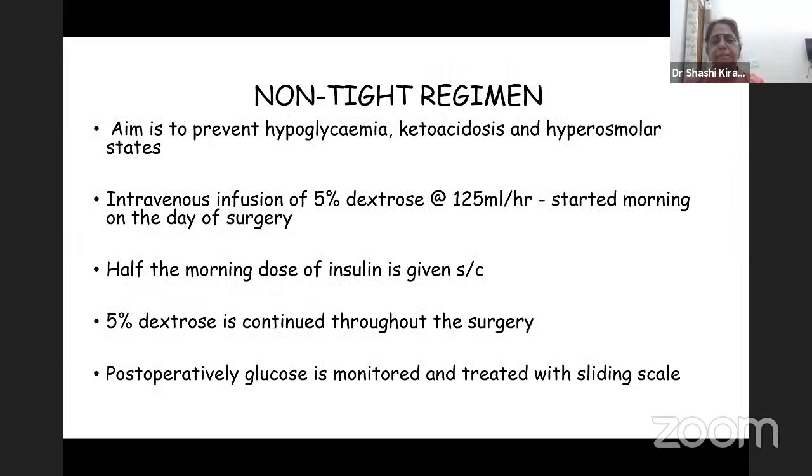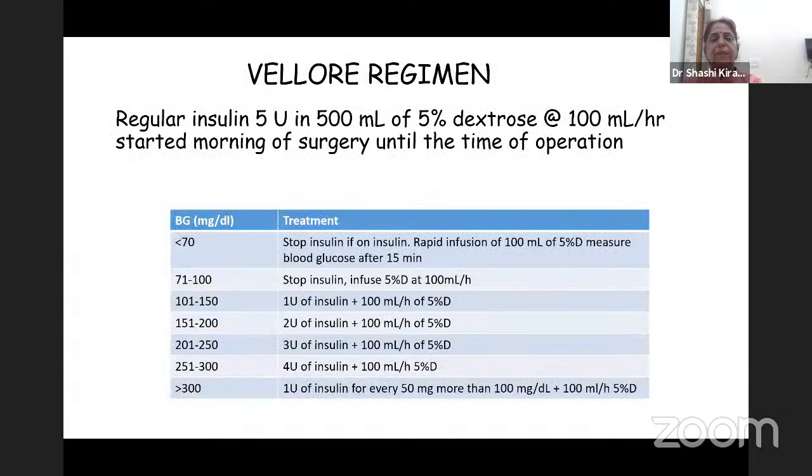Then non-tight regime. Then is Vello regime. So there are these various regimes. So I would like to comment that if someone asks in the exam what to use, ultimately whatever is your institutional protocol, you should monitor and maintain the perioperative glucose accordingly.